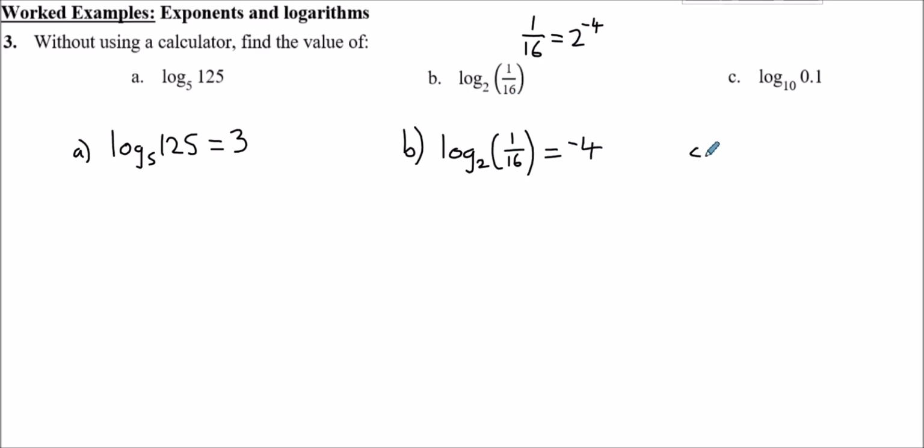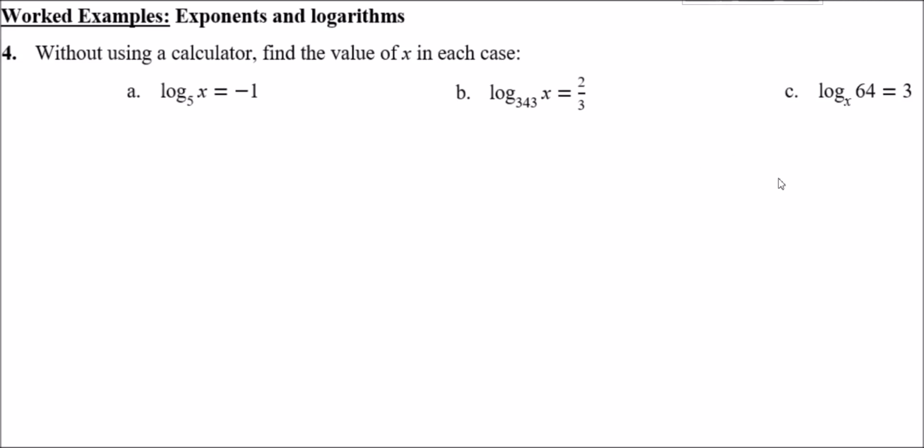And for C, what power do we need to raise 10 to get 0.1? Well, 0.1 equals 1 over 10, which is obviously 10 to the power minus 1. So we need to raise 10 to the power minus 1. So log base 10 of 0.1, that just equals minus 1.